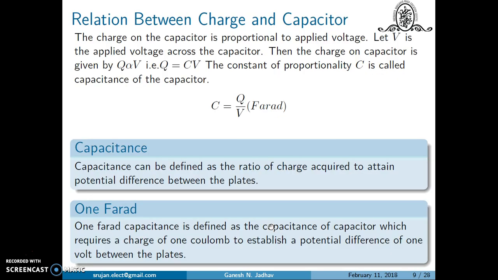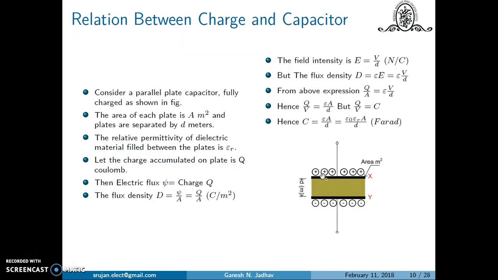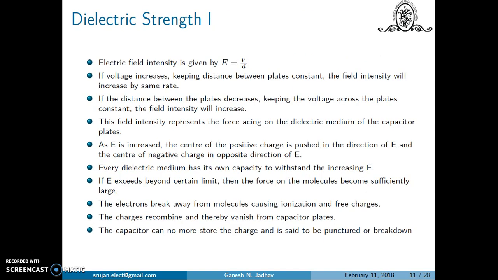Here, these are the negatively charged plate and these are the positively charged plate. If the force developed between the plates is beyond the capacity of this dielectric medium, these electrons break the dielectric medium and recombination starts. Positive and negative charges recombine and become neutralized. Hence the capacitor will not have any charge, no more charge will be stored, and it is said to be punctured, or broken down.